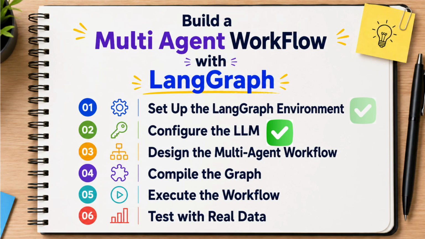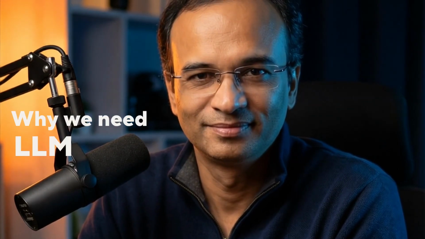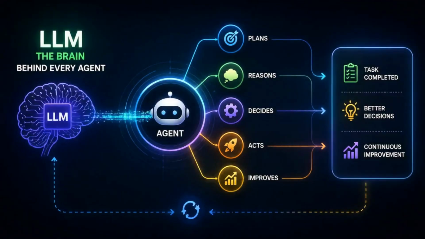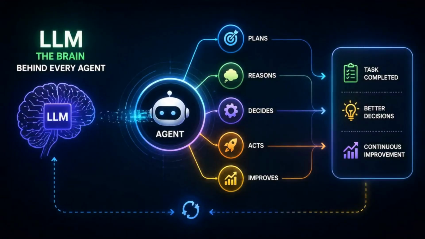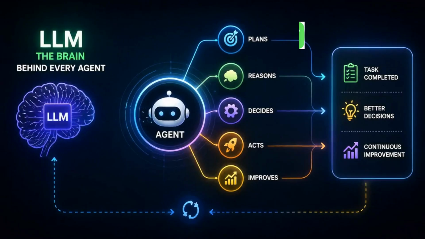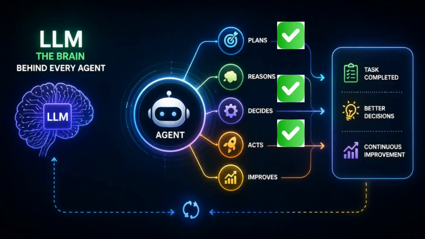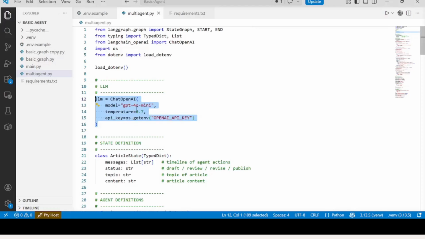Now let's start with second point. Configure the LLM, large language model. Before we configure, it is very important to understand why we need an LLM. Because the intelligence behind every agent is the LLM. It's the LLM that enables an agent to plan, reason, and make decisions. So let's define LLM for our agent in code.